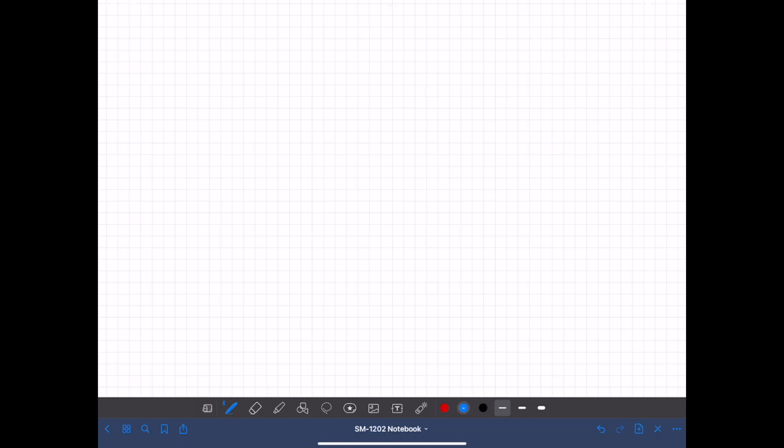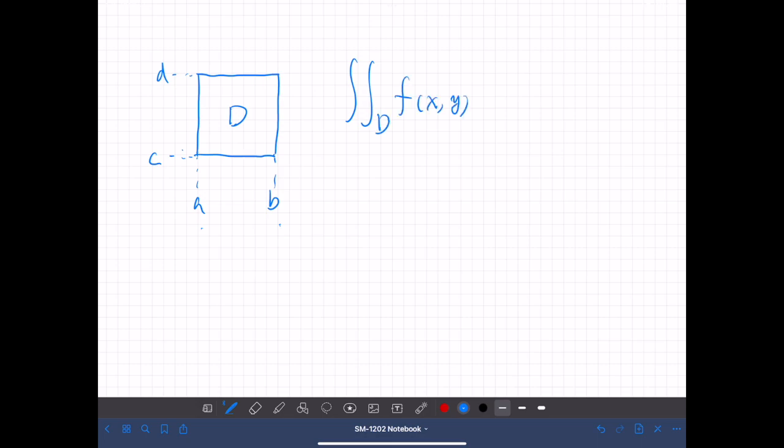In a previous video, we have learned that integration of a rectangular region such as this can be carried out by iterated integral. Let's say this region is bounded by a and b on the x-axis and c and d on the y-axis. So an integral such as this can be carried out as this, for example.